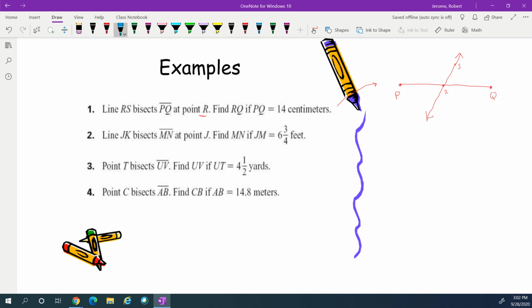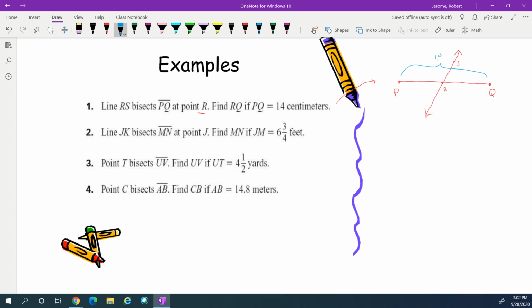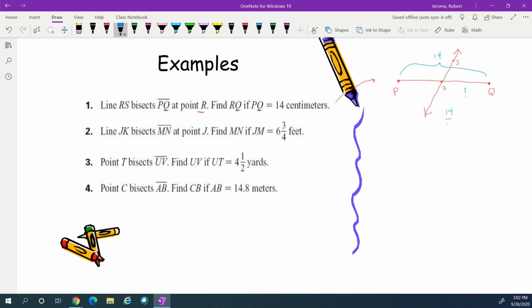Now, if we notice what we have here, PQ, the whole thing, is 14. We were asked for RQ. Well, if we bisected it, that means we cut it in half. And 14 divided by 2 is 7. So RQ is 7 units and PR is 7 units. Getting the picture drawn correctly is really important there.